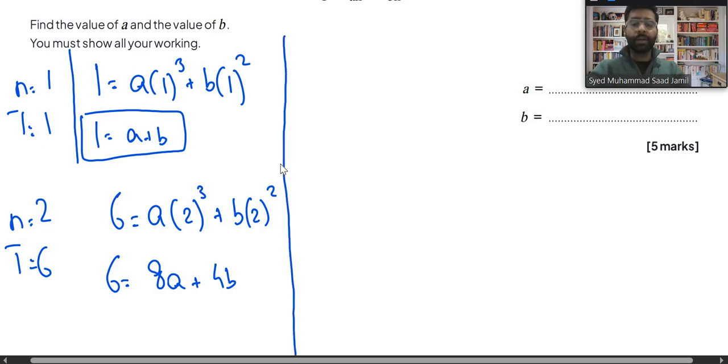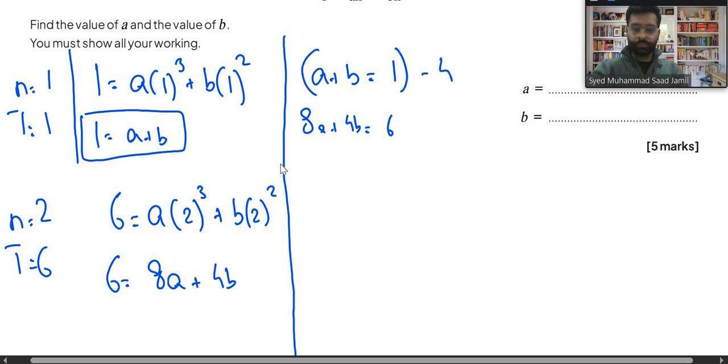Now I will do simultaneous equations. For those of you who do not know simultaneous equations, you can watch that video on my channel. a plus b is equal to 1. 8a plus 4b is equal to 6. We will multiply this equation by minus 4. I'll tell you why. This becomes minus 4a minus 4b is equal to minus 4. 8a plus 4b is equal to 6.